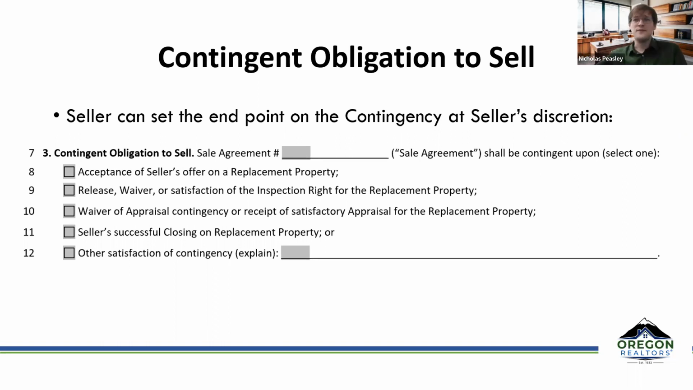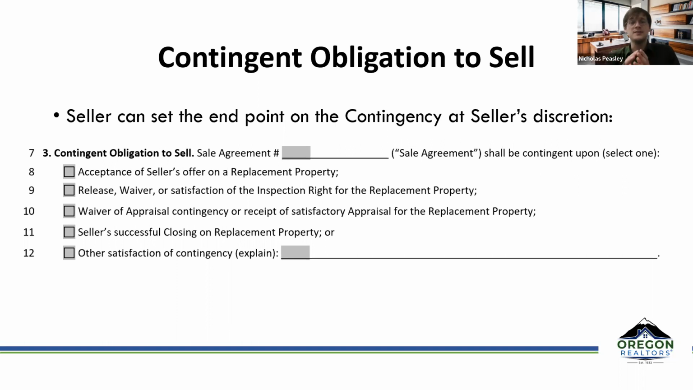Is it waiver of the appraisal contingency or receipt of a satisfactory appraisal? Did you appraise it? And it's like, yeah, it's great. The loan will work. This is going to be wonderful. Is it the seller successfully closing on the replacement property, or is it some other time frame? Is it 20 days after mutual acceptance? You can set up whatever you want as a seller.